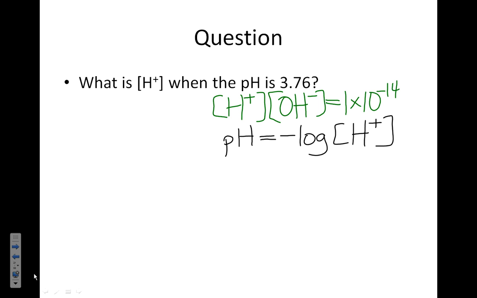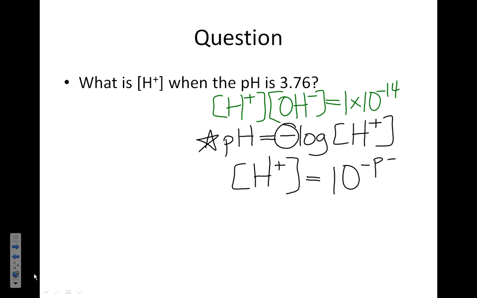Based on this relationship right here, pH is equal to the negative log of the hydrogen ion concentration. If you are going in the opposite direction, meaning I give you the pH and I ask for the hydrogen ion concentration, you can't simply divide both sides by a negative log. That's not the way that math works. You have to take each side and make it the exponent for 10. And because there's a negative right there, the hydrogen ion concentration in this relationship is also equal to 10 to the negative pH.